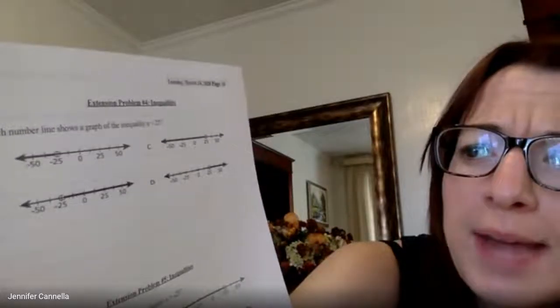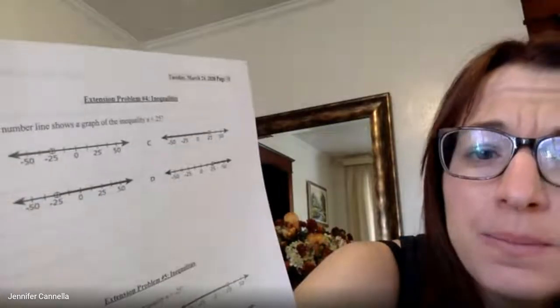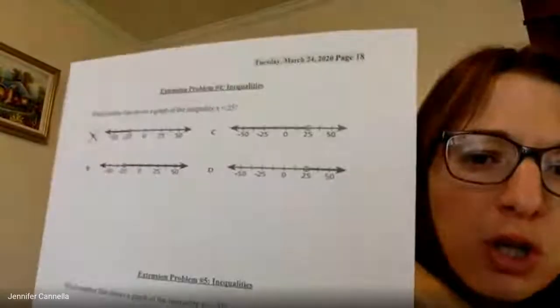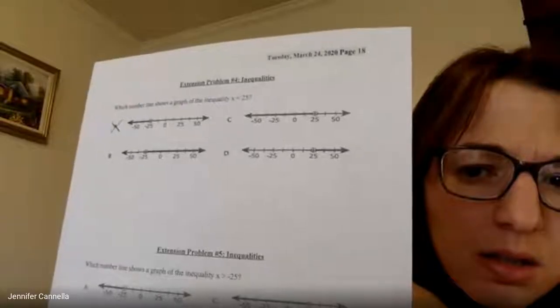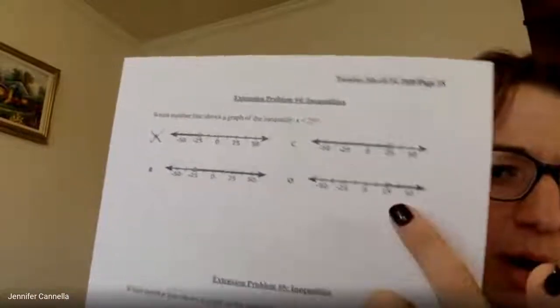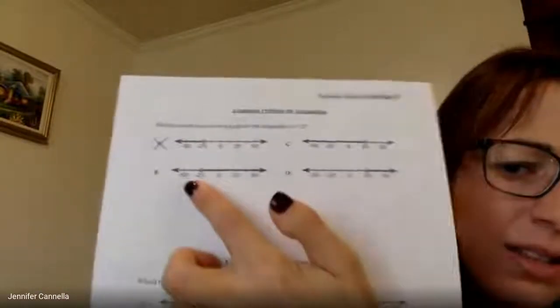I'm going to flip it here. A is an open circle on negative 25. Is that what we need? No. So let's cross off A. How about choice B? It's an open circle on 25? Yeah, but I see negative 25. We want positive 25. Does that make sense? All right, now we got two answers left.